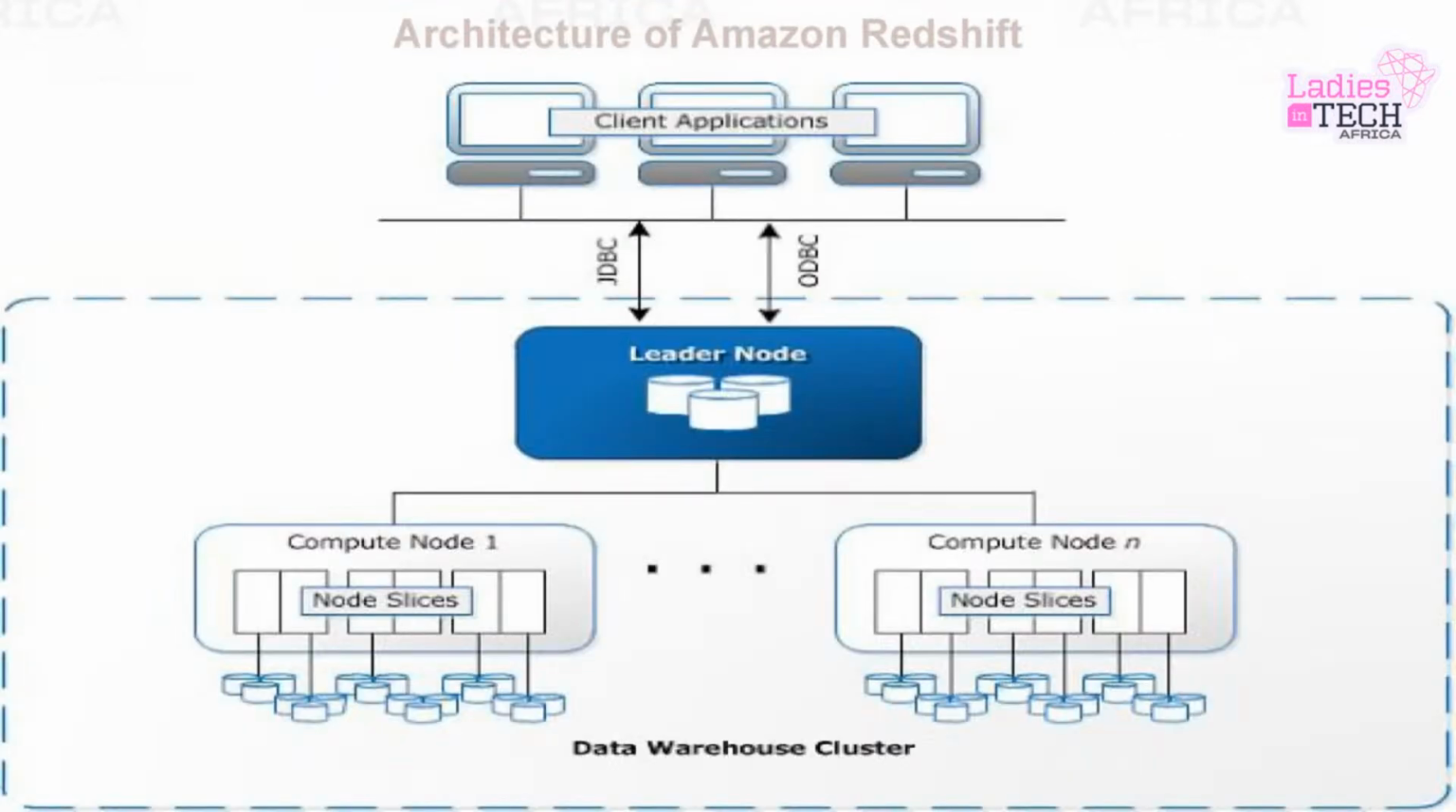Now, this arrow connects. Think of it as sending data or communicating with the leader node, whatever information from the compute node after processing everything.